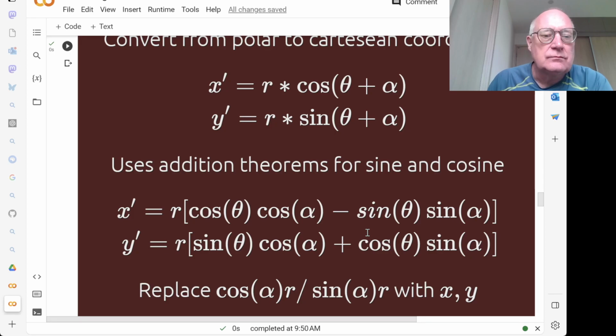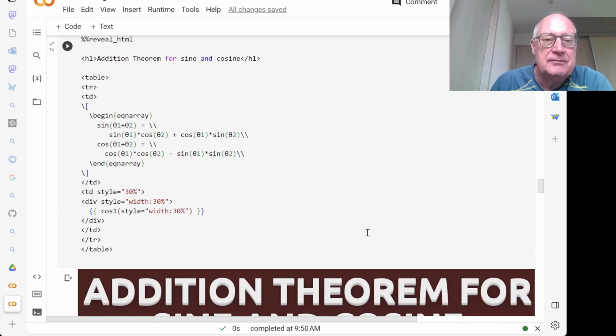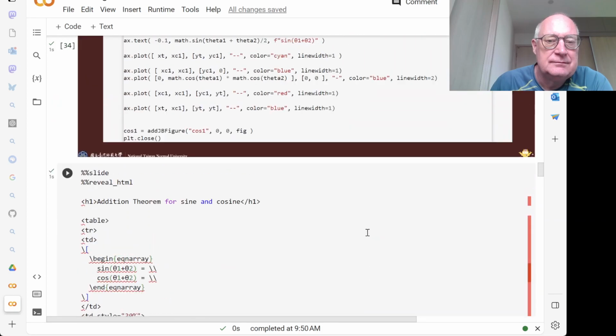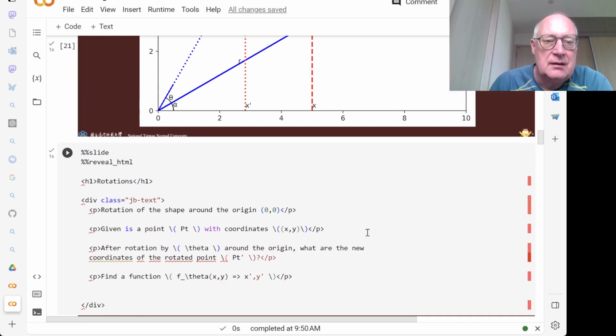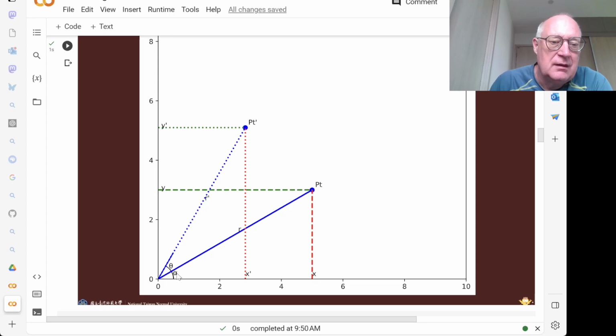Now, if we go back to our original figure, the one that we started out with, then what is r multiplied by cosine alpha? Well, that's exactly the x component, the original x, right? So r cos alpha is x, and r multiplied by sine alpha, this red line here, that's the y. That's the same coordinate here.